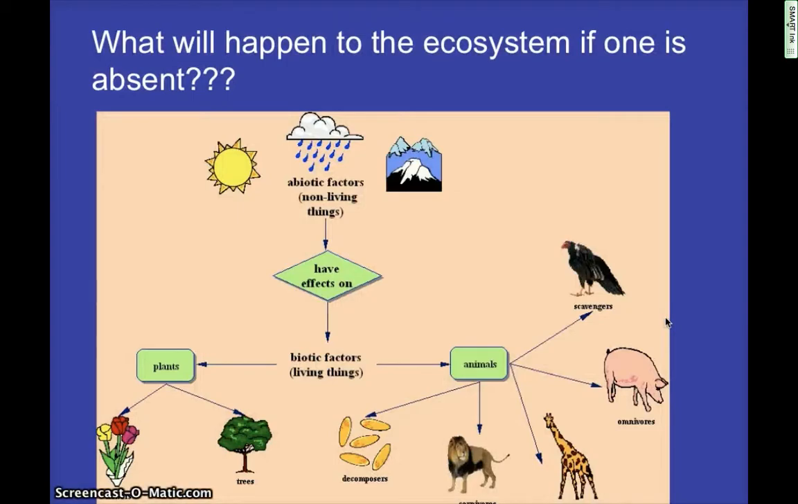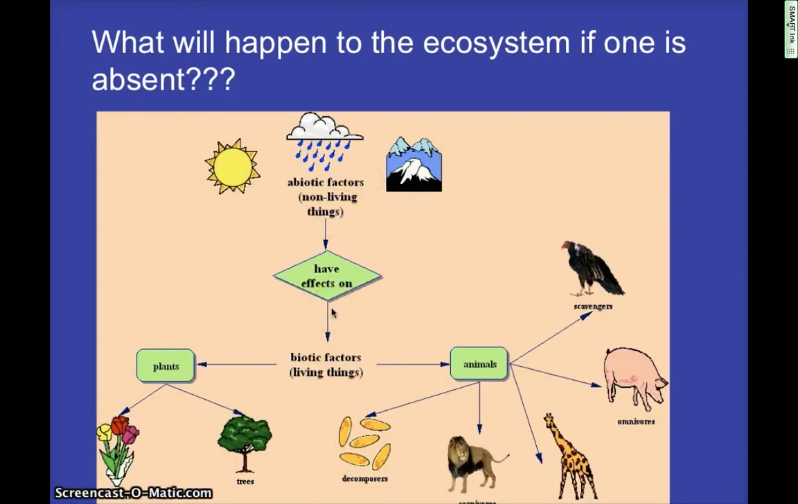So now let's think about this. What could happen to this ecosystem if either abiotic or biotic factors aren't there? Now, if we look at the image here, we can tell that there are arrows connecting the abiotic factors up at the top, so the sun, the rain, and the rocks or the mountain. They have effects on the biotic, the living things. So living things like plants or animals, even microorganisms. The abiotic factors affect them.